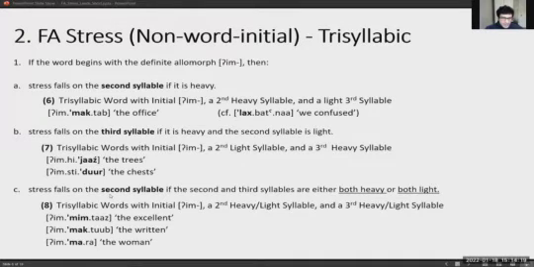Because that's the point, that definite article itself cannot be stressed. An example of this is the word maktab. So you'd say maktab and Riyadh. So the first heavy syllable from the left edge of the word is stressed.